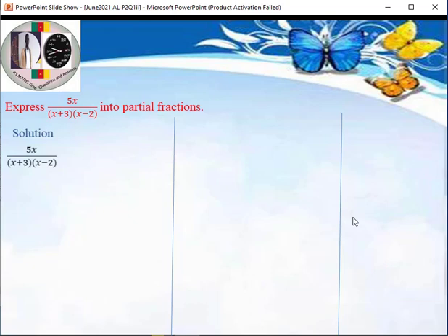Because it has a linear denominator, the numerator must be constants. So we'll affix a constant at each numerator. In this case, we say that the fractions can be A on (x plus 3) plus B on (x minus 2). Because the denominators are linear, we must have constants at the numerator.